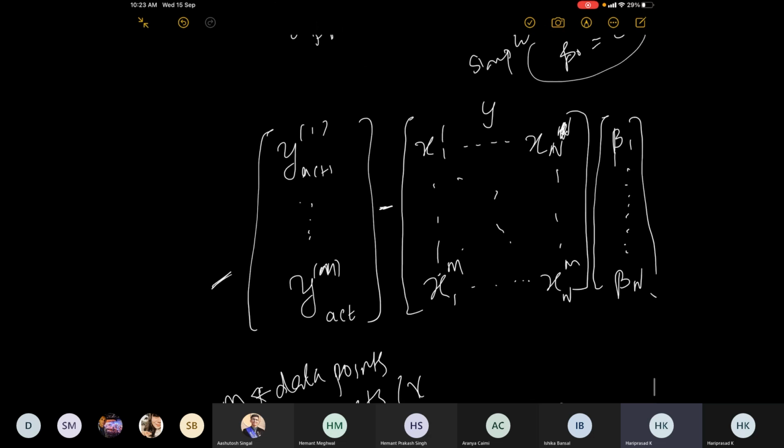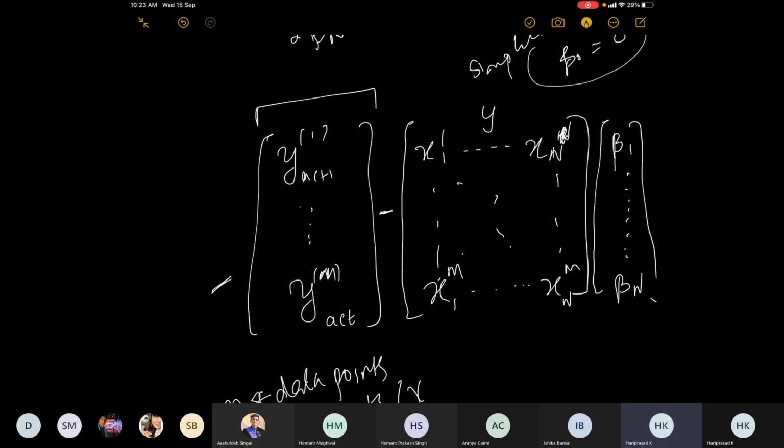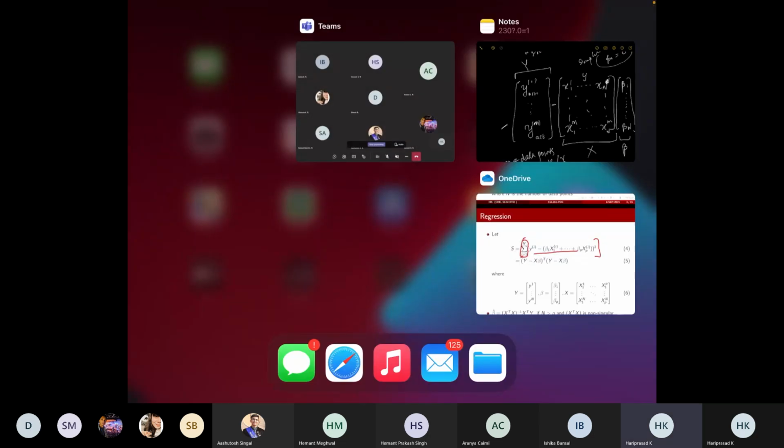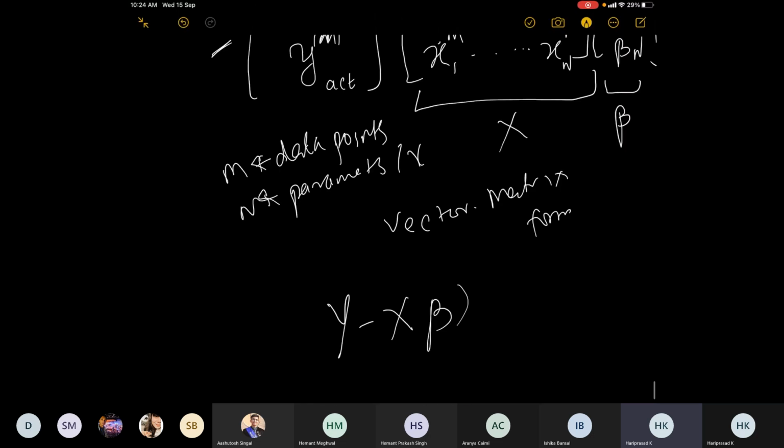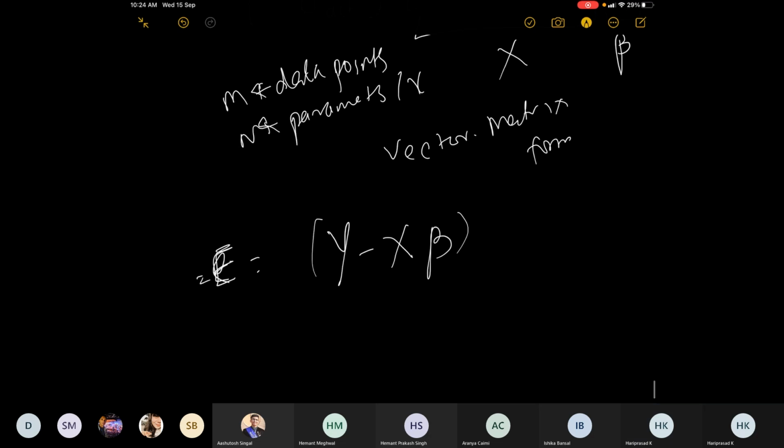Again, just for simplicity, I will call all these vectors capital Y. I will call the big matrix X, and this vector B. I hope this is what is written over here. Fine. So it would be Y minus X beta. This is just the error vector. So instead of small e, I will write it as capital E, which is a vector of errors from E1 to En.